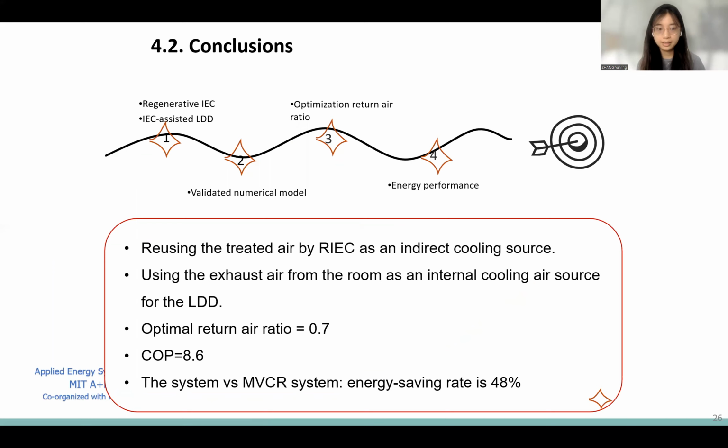Here is the conclusion. In this study, this system has used the regenerative indirect evaporative cooler and IEC to assist the liquid desiccant dehumidifier. This system's model has been validated experimentally. We have studied the optimization of return air ratio and the energy performance. Here are some main results. First, the optimal return air ratio is 0.7, and COP is 8.6. The newly developed system versus the traditional MVCR system, the energy saving rate is 48%.